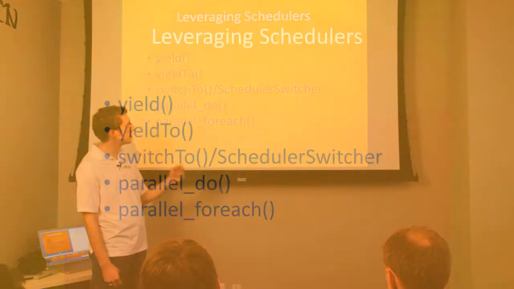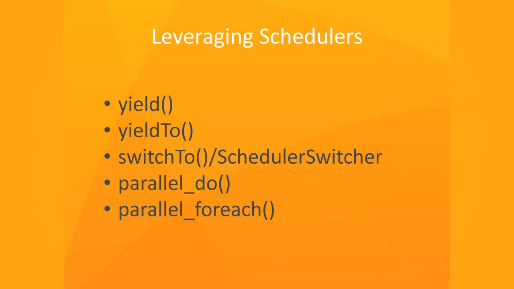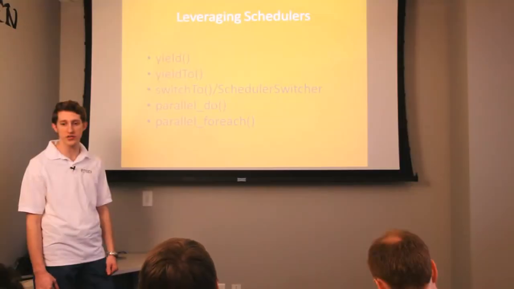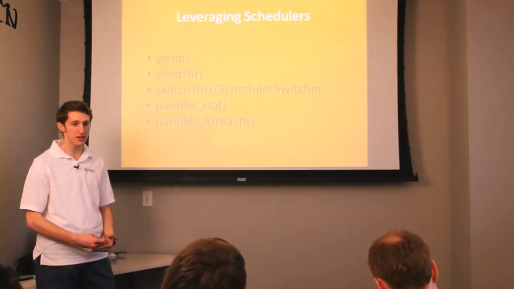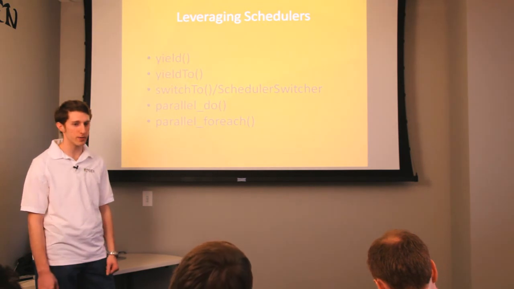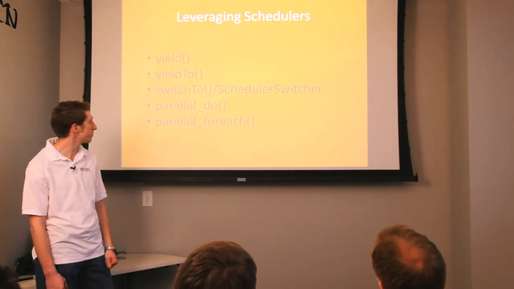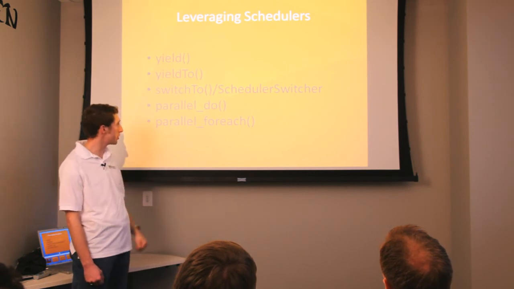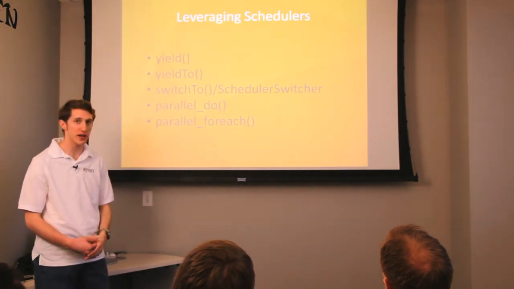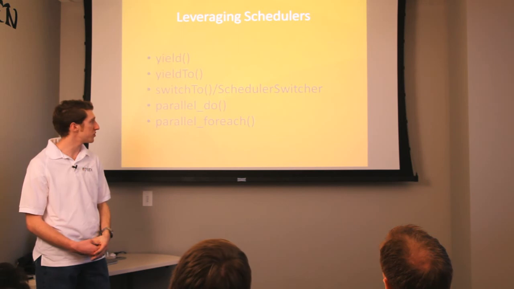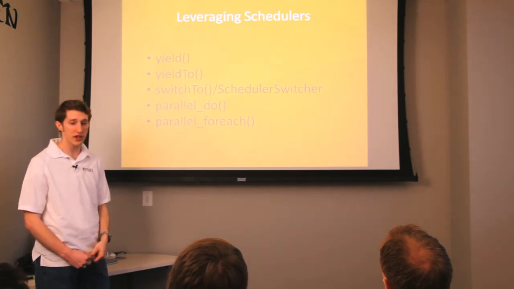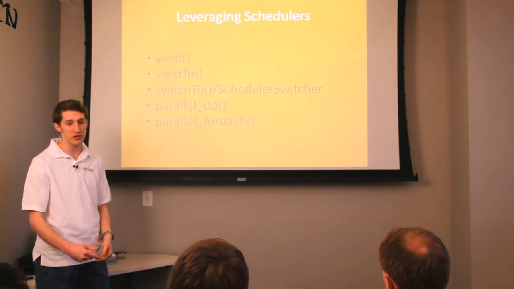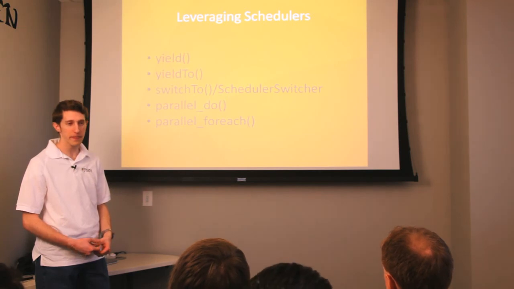Scheduler switcher is just a helper function that does that on its constructor, and in its destructor it returns to the original scheduler, so that if any exception happens, you return to the same context that you were originally. Then there's helper functions parallel do and parallel for each, which are how you parallelize things. They schedule a bunch of fibers at once, and then they wait for them all to complete before they return.